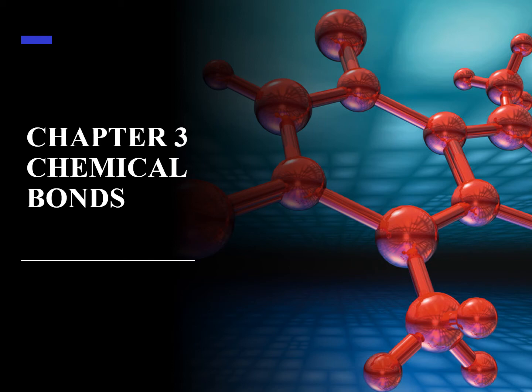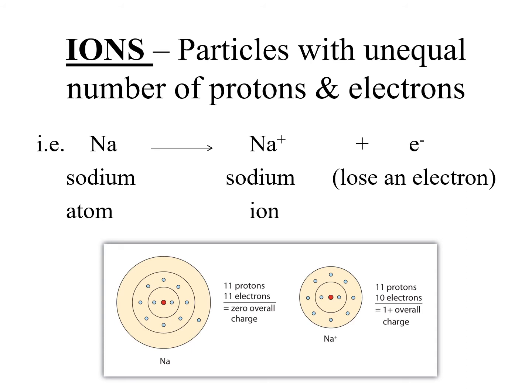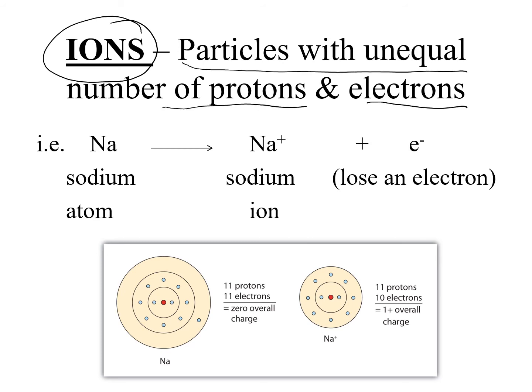Chapter 3 is on chemical bonds, which is how atoms are bonded together in a molecule. Atoms that have gained or lost electrons are called ions and are therefore particles with an unequal number of protons and electrons. For example, sodium atom.